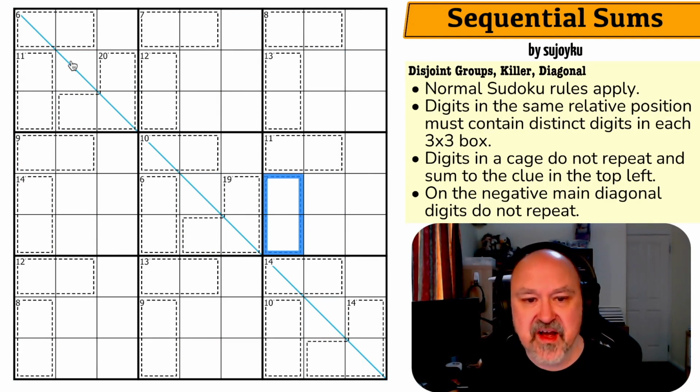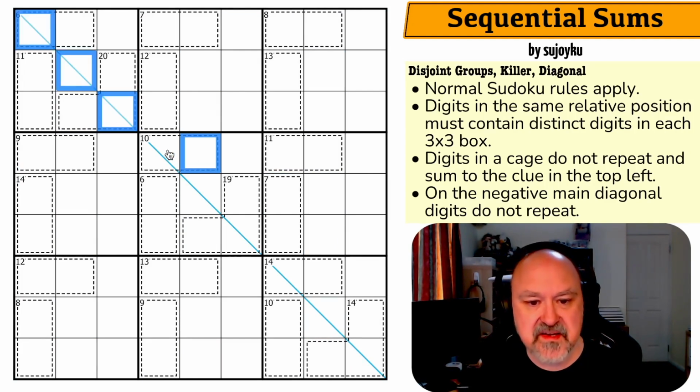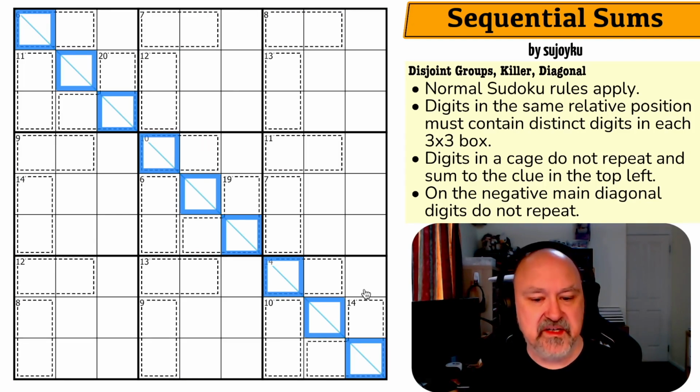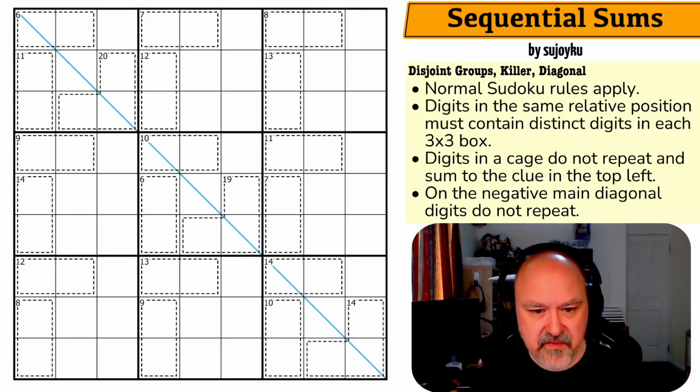And on the negative diagonal, digits do not repeat. So basically along this diagonal, which is 9 digits long, we cannot have repeat digits. So we're working with the digits 1 to 9. It's 9 digits long and we can't have repeated digits. I think we know what's going to go into those. I'm going to restart the puzzle to restart my timer. Let's give this a shot.